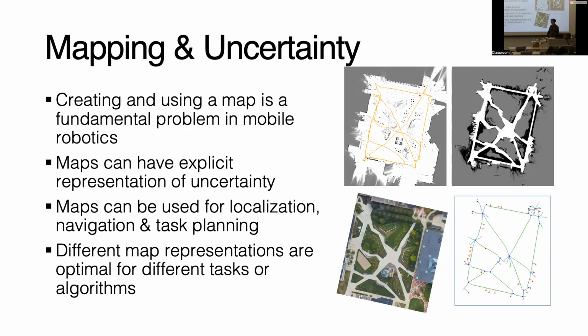All right, so how are we going to use this for mapping? Well, mapping is a fundamental problem, and since our environment is uncertain, we need to have an explicit representation of that uncertainty when we create a map. We use maps for lots of different things in robotics. We need maps for localization, we need maps for navigation, and we need maps for planning tasks as we go. The same map can have different representations.